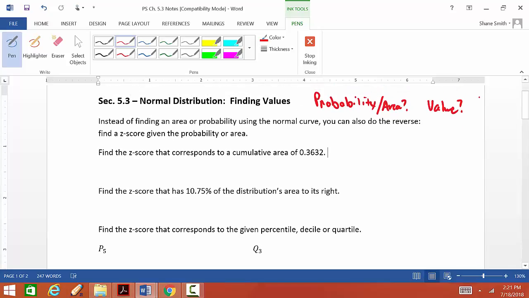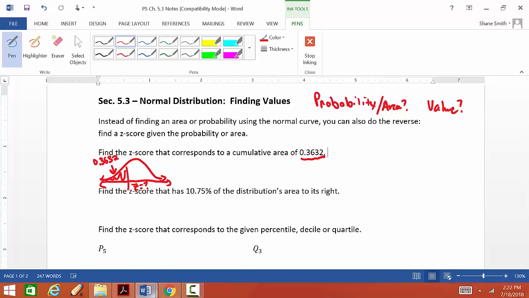So the z-score is, remember, the number of standard deviations a value is away from the mean, and we want to find the z-score that corresponds to a cumulative area of 0.3632. And if you remember the wise words of Beyonce, to the left, everything you own in the box to the left. So, because we're moving to the left, we want to find the z-score where the 0.3632 is to the left. So we want to find this z-score. So what is this z-score?